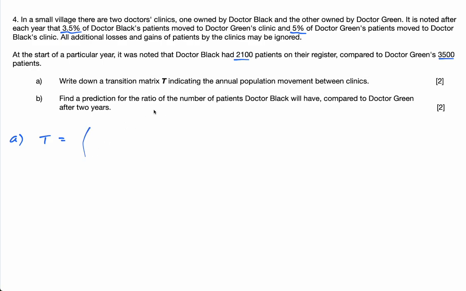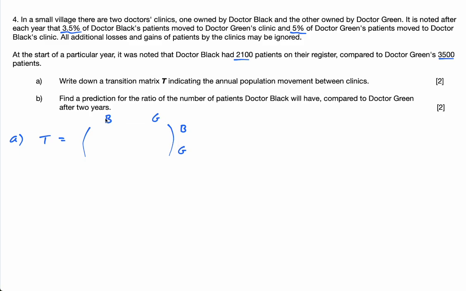Okay, so essentially a transition matrix tells us what's happening from year to year, or whatever the time is. In this case, it's per year. Anyway, so Dr. Black and Dr. Green, so I'm just going to do a little B and a G just to help explain it, and I'll delete them after. But it tells us this is the current state. The column tells us the current state, and the row tells us the future state.